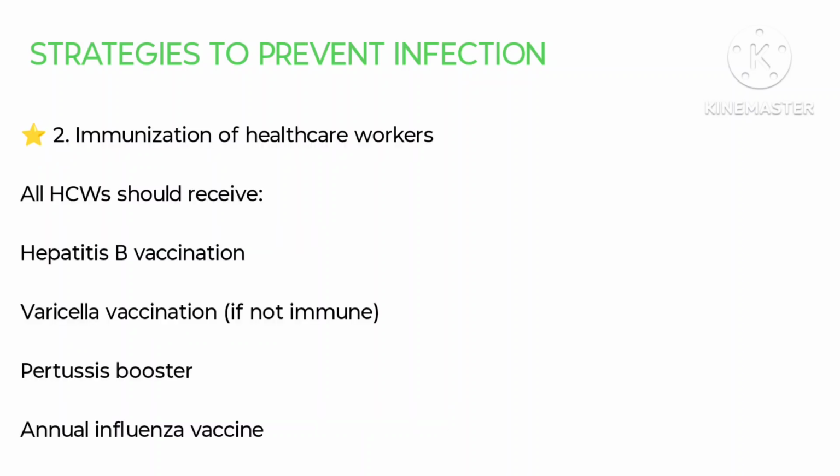Next is immunization of healthcare workers. All healthcare workers should receive hepatitis B vaccine, varicella vaccine, pertussis booster, annual influenza vaccine. Hepatitis B vaccine is given to protect from hepatitis B infection. Varicella vaccine is given to prevent chickenpox. Pertussis booster is given to stop whooping cough. Annual influenza vaccine is given to prevent seasonal flu.